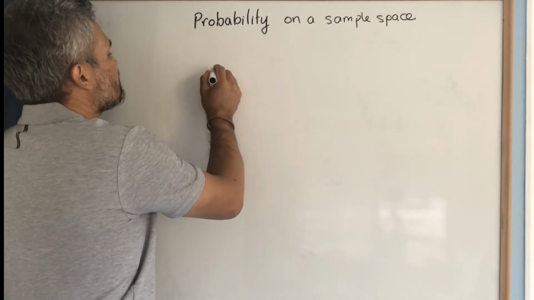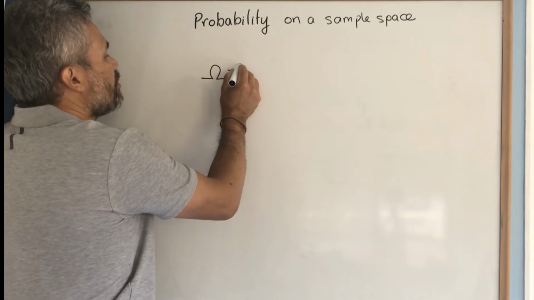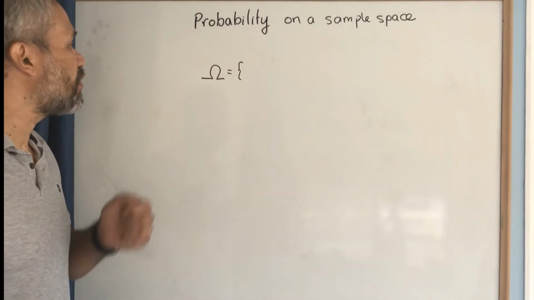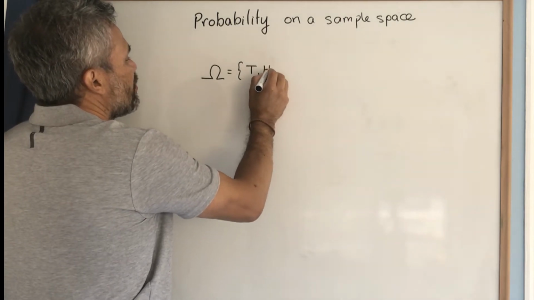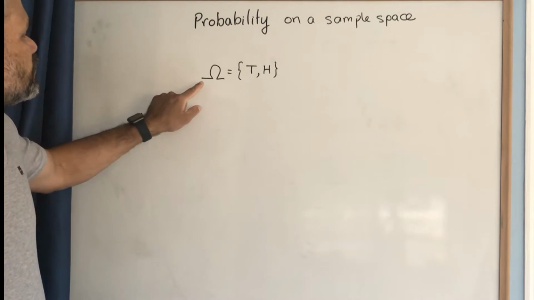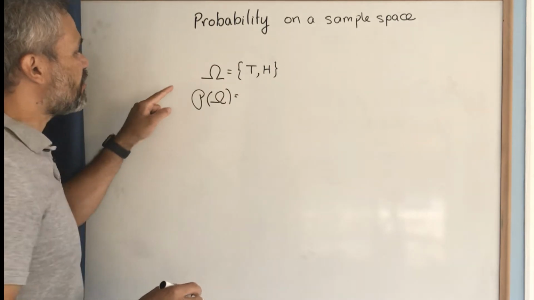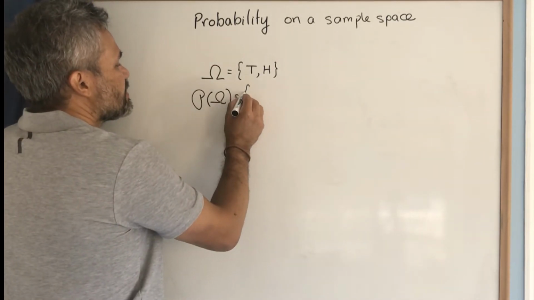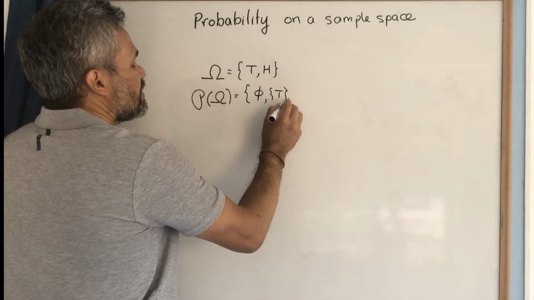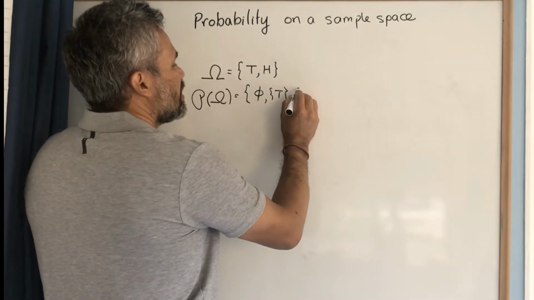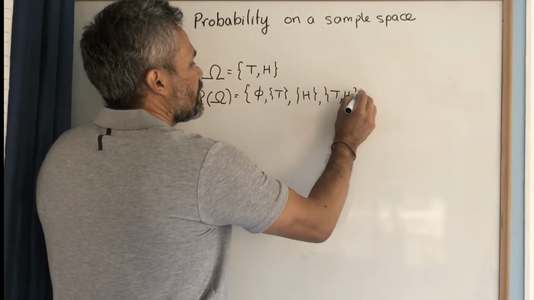We have seen that given an experiment, a sample space is a set that has all the outcomes of the experiment. For example, if we toss a coin, then this could be a sample space, tail or head. We have seen the power set of omega, which is the set of every subset of omega. In this case, the power set of omega would be the empty set, the set whose only element is T, this set, and this set.